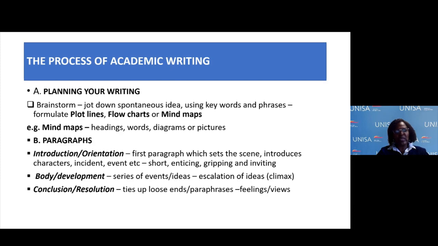You brainstorm to say, how am I going to approach my writing? So you start by jotting down the ideas. You use keywords and phrases, you formulate some plot lines, you use flow charts, mind maps. There are people who think before they do their writing. They think by maybe drawing boxes. Some draw lines or arrows, or some draw pictures. It's then that they understand and visualize how they want to approach this particular topic.